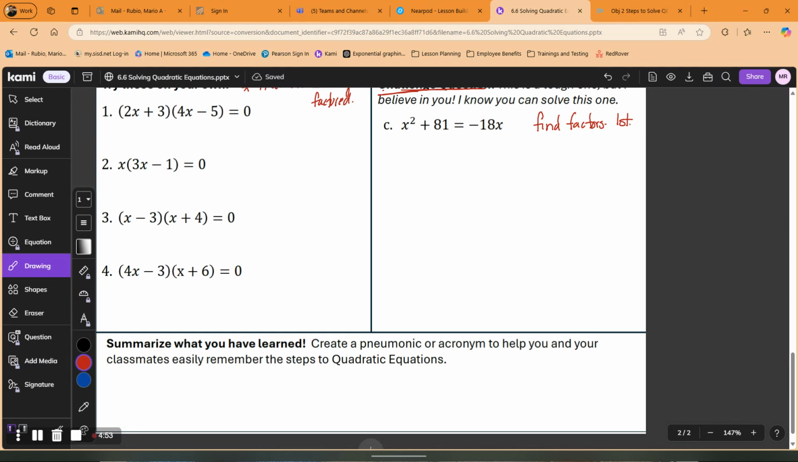Let me know if you need any help. We'll be here to help you out. Finish these problems. Once you're done with the worksheet, go ahead and put it in your notebook.